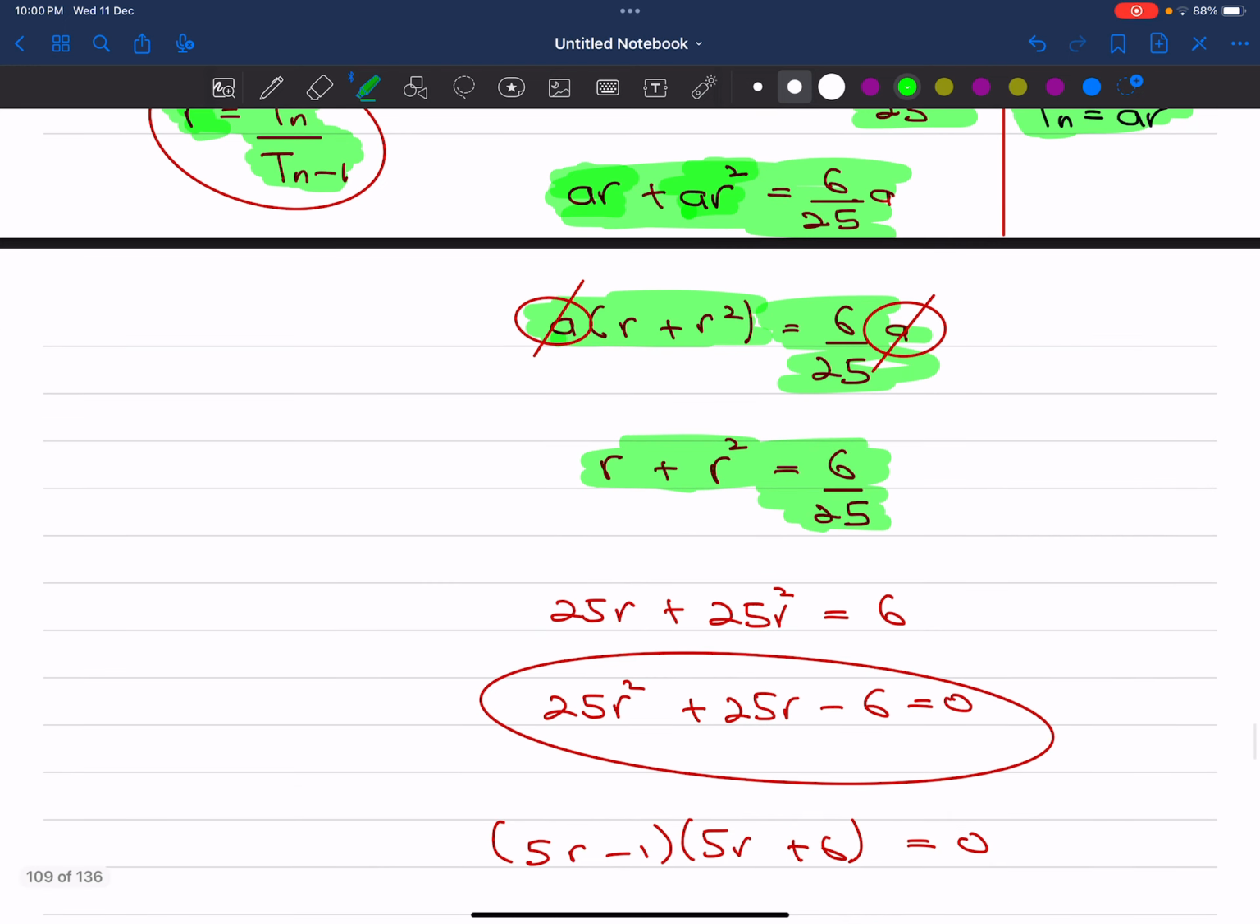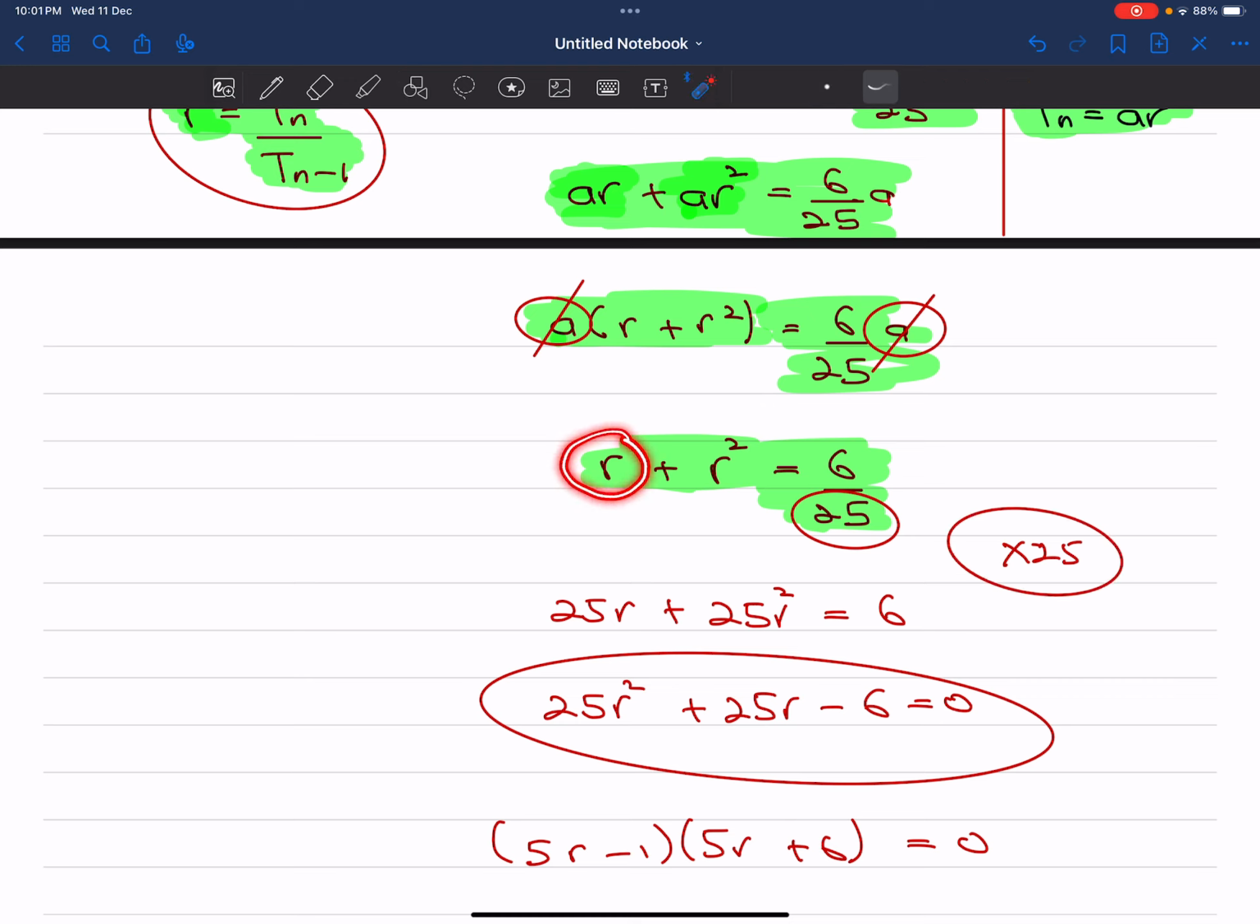Now the first thing we do is that we want to cancel the fraction 25. That means each term, R, R squared and 6 over 25, I'm going to times by 25. So I'm going to get R times 25, 25R. Again, R squared times 25 plus 25R squared. 6 over 25 times 25, the 25 will cancel. We are left with 6.